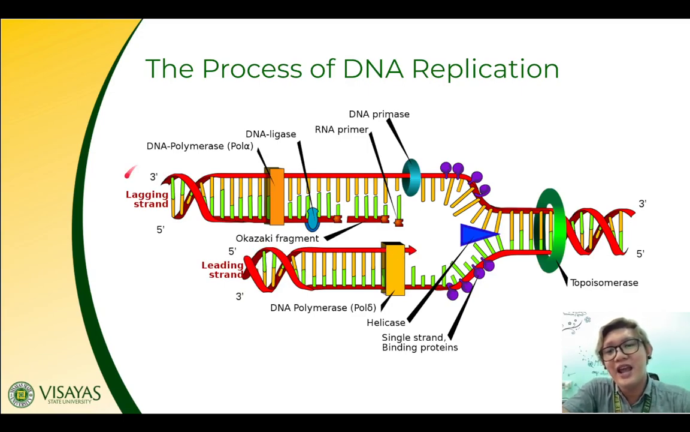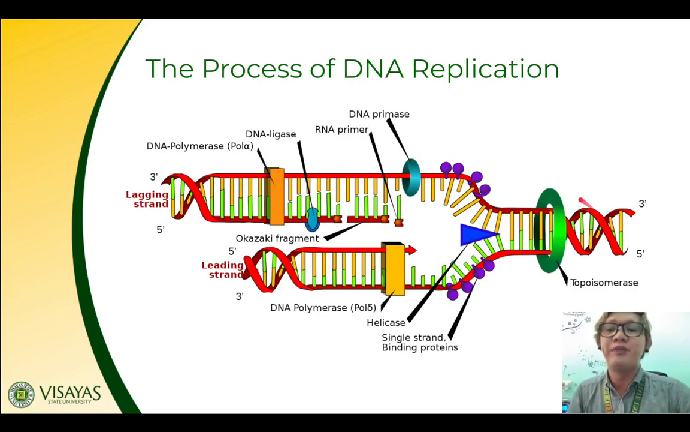The lagging strand, on the other hand, is synthesized discontinuously. That's why DNA replication is called semi-discontinuous, because one of the strands is synthesized discontinuously, and this strand is called the lagging strand because it uses the template which is 5 prime to 3 prime.